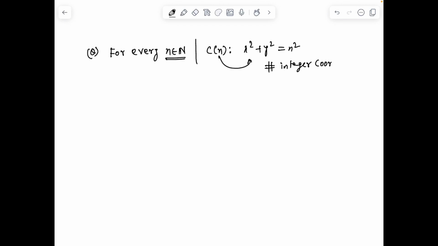So for every positive integer n, so n is a natural number, let's denote C of n as the number of points which have integer coordinates and lie inside the circle x square plus y square equals n square. So what is C n? It is the number of points having integer coordinates which lie inside this circle given by x square plus y square equals n square for every n, right? Then we have to find the limit as n tends to infinity of the number of such integer points divided by n square.